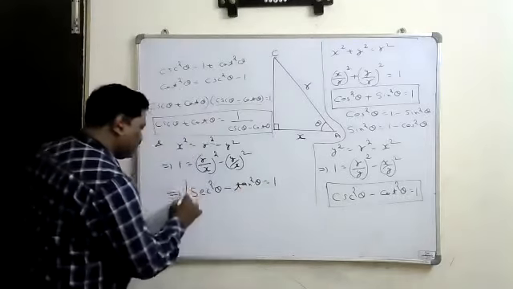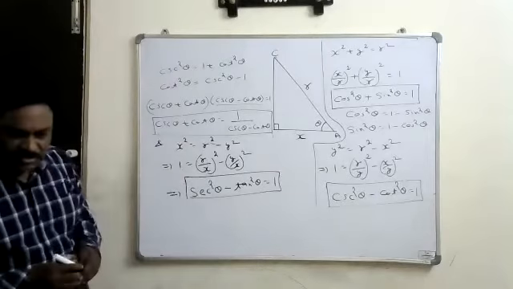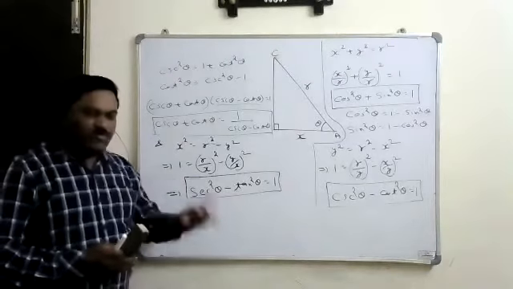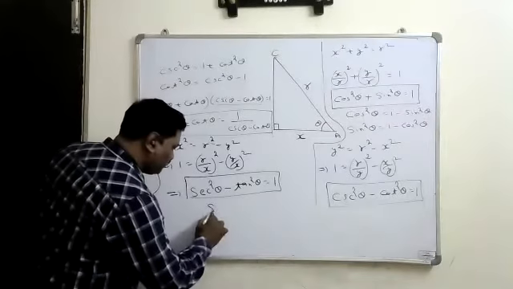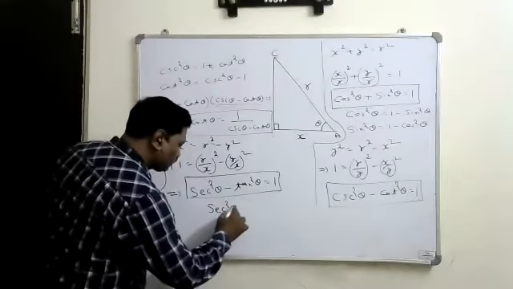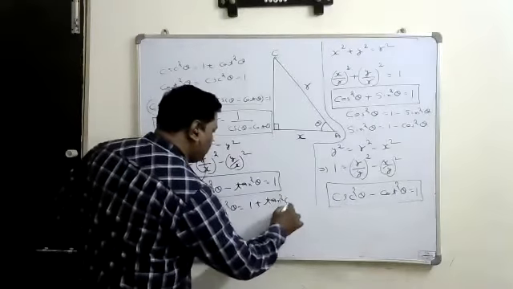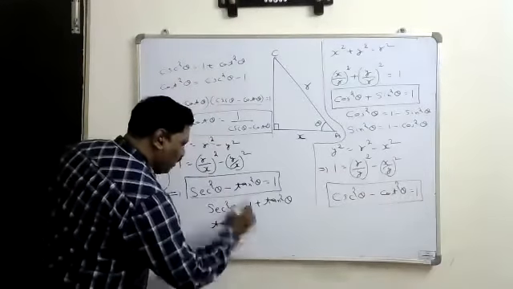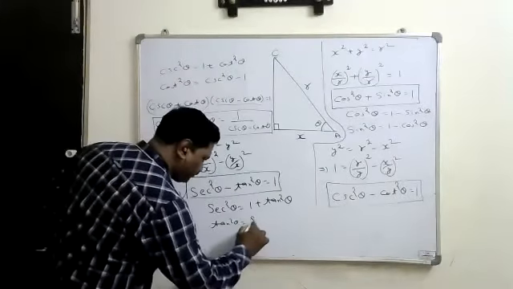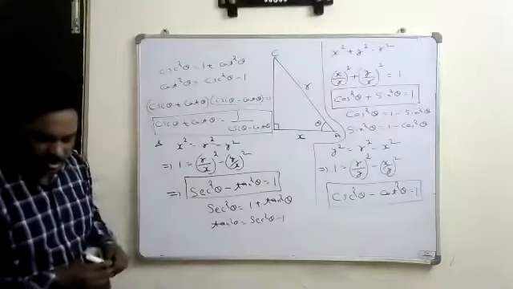Okay, this is the third identity. Secant square theta minus tan square theta is equal to 1. This is one more identity that you have to remember. From this, what is secant square theta? 1 plus tan square theta. From this, what is tan square theta? Secant square theta minus 1. This is the value of tan square theta.